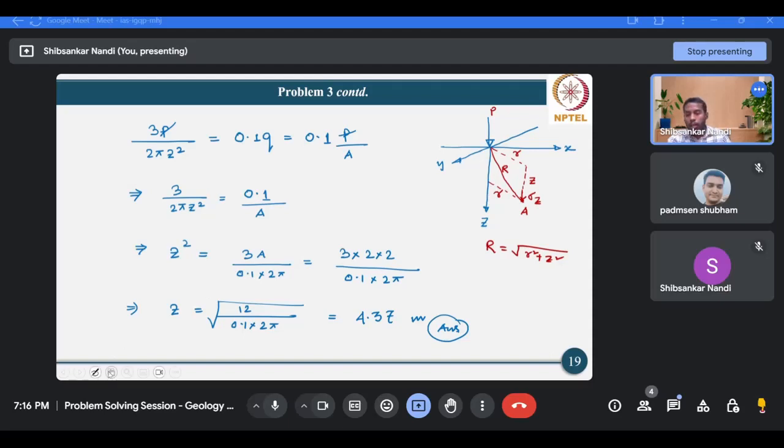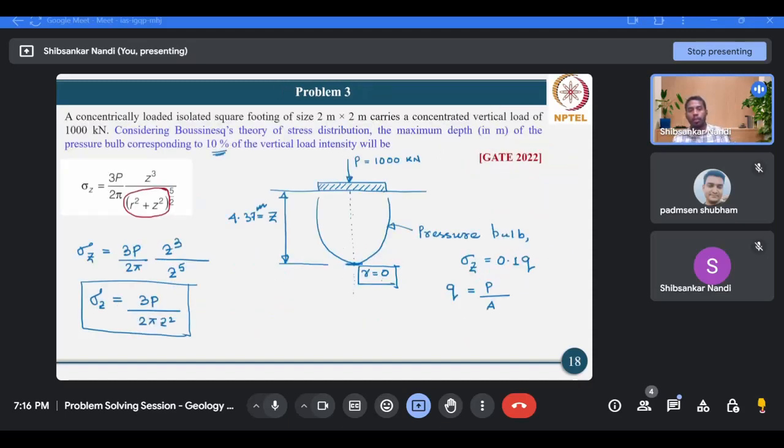Now what are we getting for the maximum depth of the pressure bulb? The maximum depth of the pressure bulb is basically occurring along the same line of action of the load. So that means this R becomes 0. Okay, so that's why we are substituting the value of R as 0 in this expression. Otherwise, you will not be having the maximum depth of the pressure bulb. You will be having a depth where the sigma z value will be equal to 0.1 times Q, but that will not be the maximum depth.